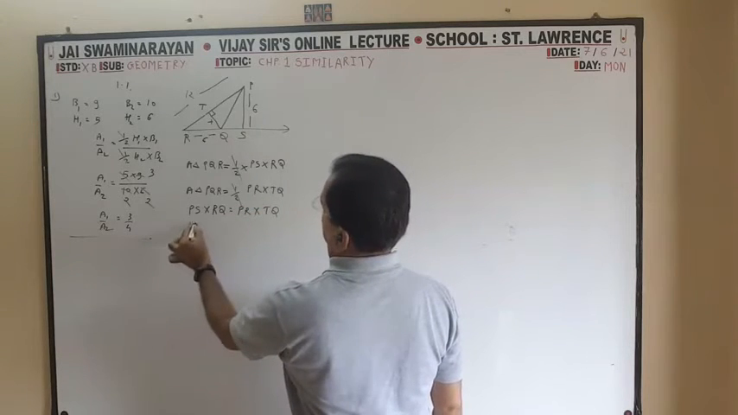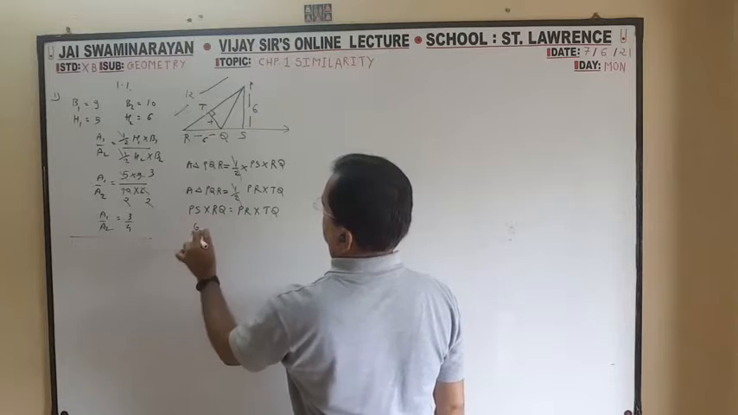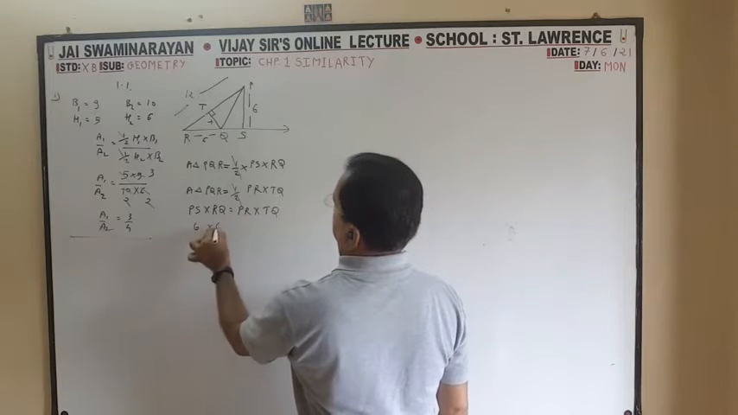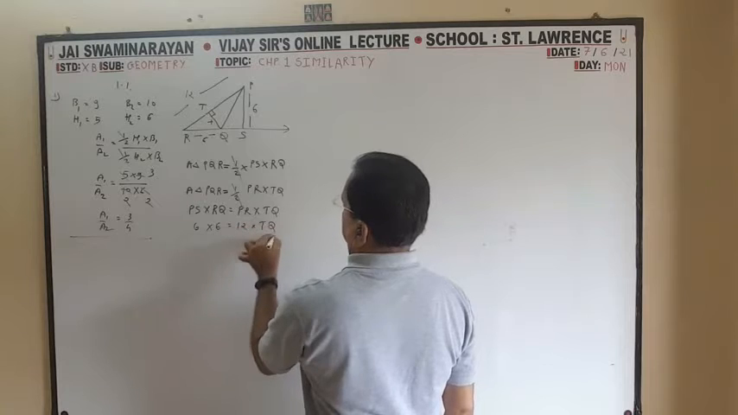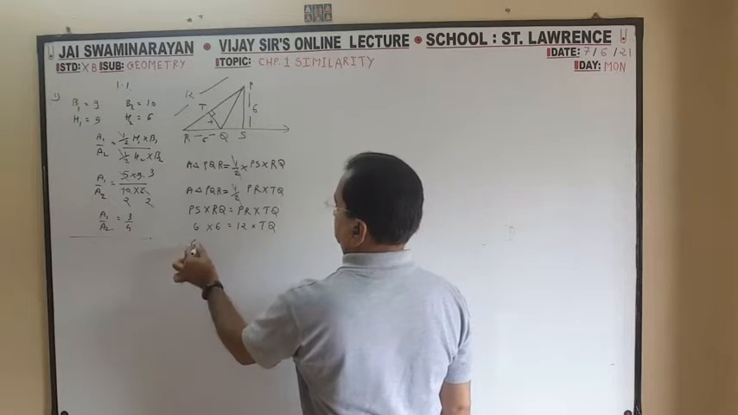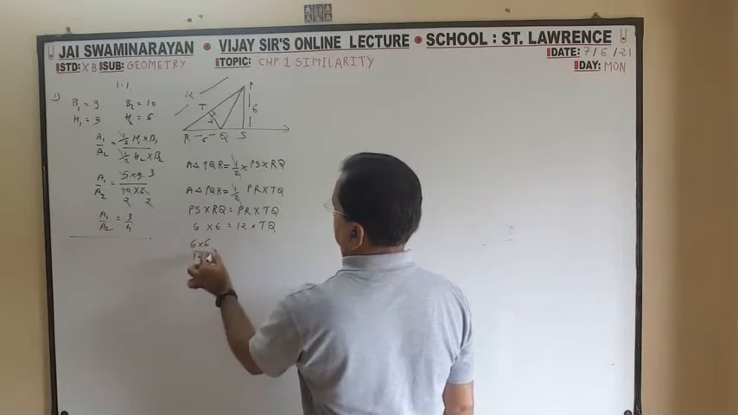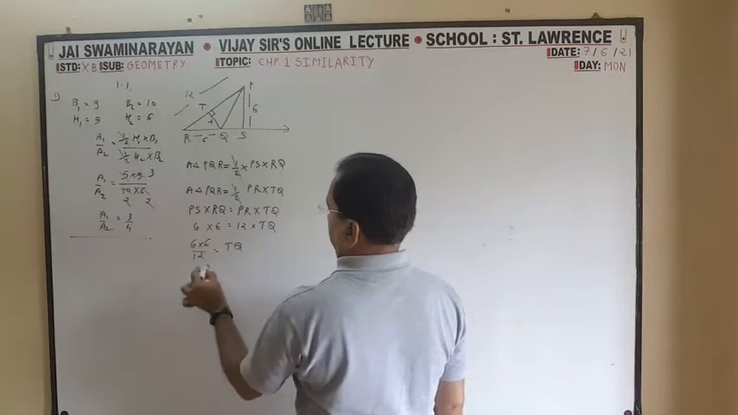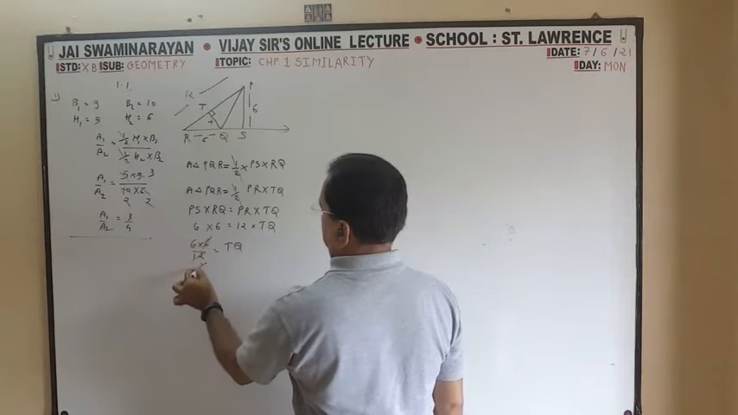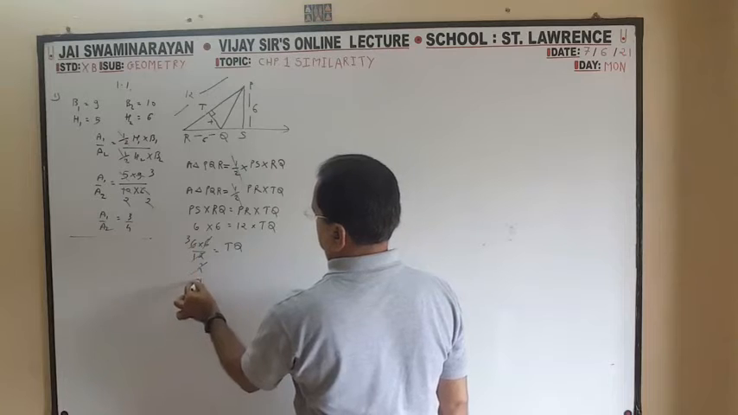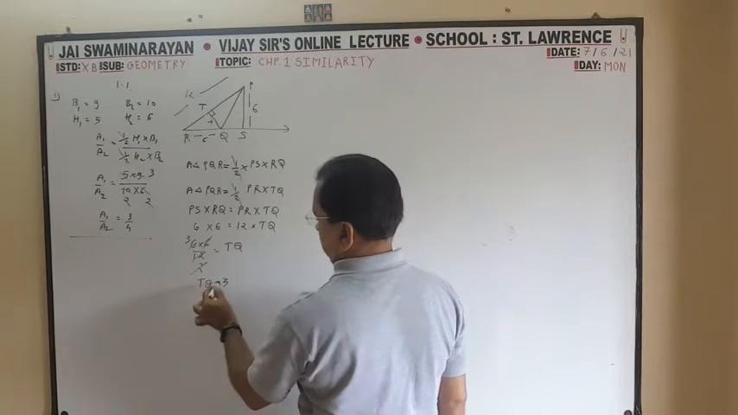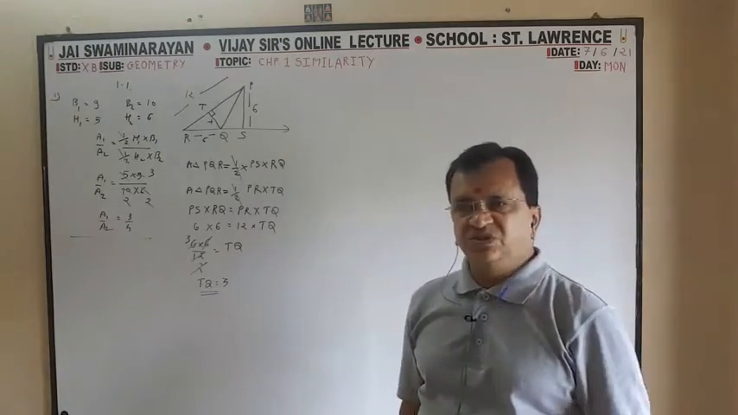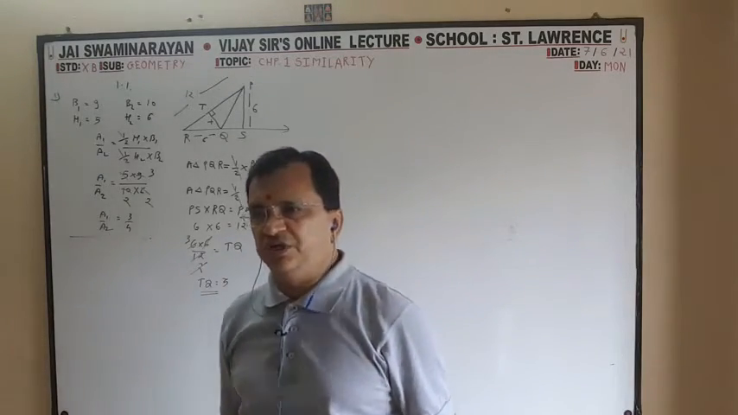PS is given 6. RQ is also given 6. PR is 12. So 6 into 6 into 12. 6 twos are 12, 3 threes are 3. So it is 3.